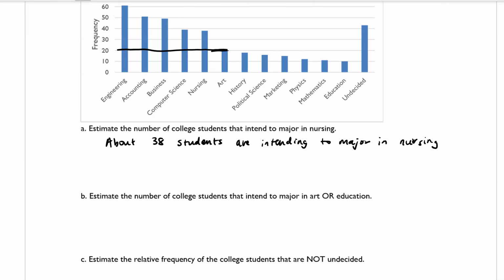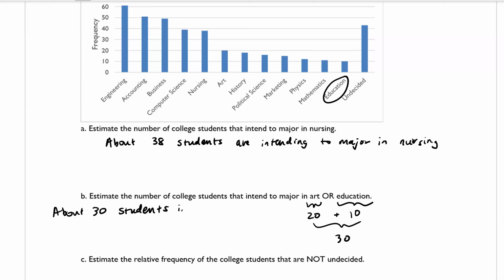here's art, and I'm going to drag that across. So that definitely looks like it's 20. And then education. Education's right here, and that definitely looks like it's at 10. So if we add those values together, then we get 30. So about 30 students intend to major in art or education.